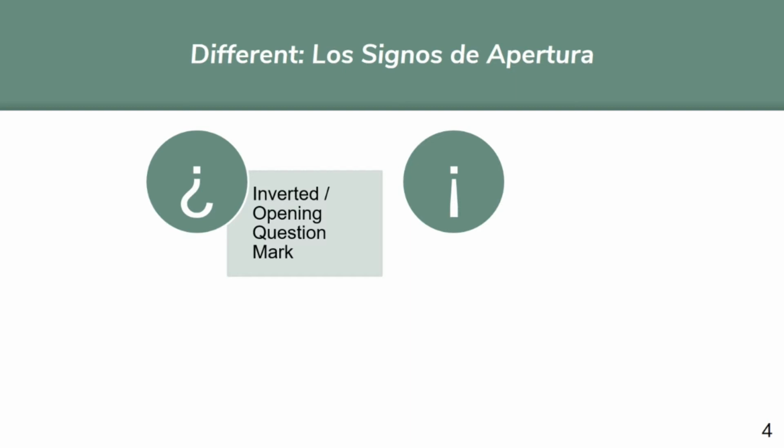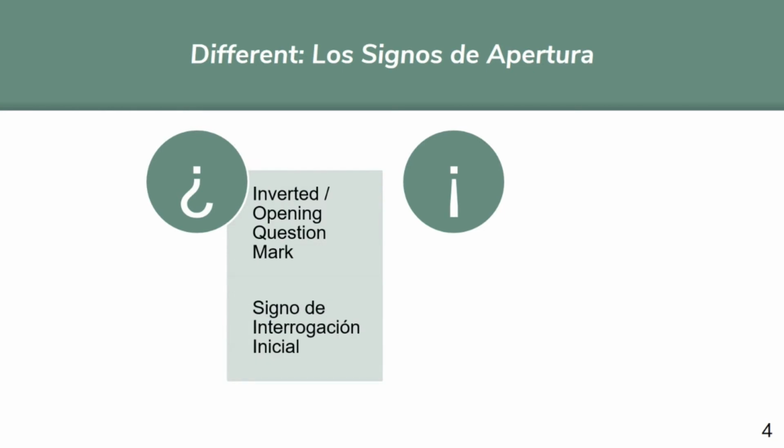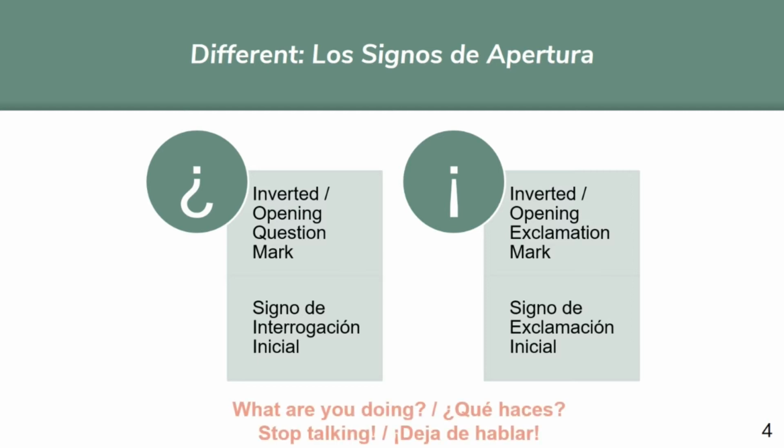So for the inverted question mark, it's called the signo de interrogación inicial because it's the first one. The signo de interrogación inicial. And then for the exclamation mark, it's signo de exclamación inicial. But when you're talking about them together, they're referred to as los signos de apertura. So for example, you would say in English, what are you doing? Question mark. In Spanish, you start with the signo de interrogación inicial, or the upside down question mark. ¿Qué haces? Question mark. Signo de interrogación.